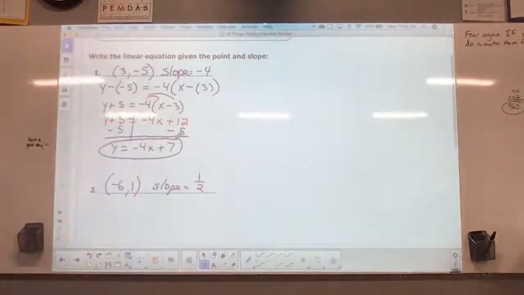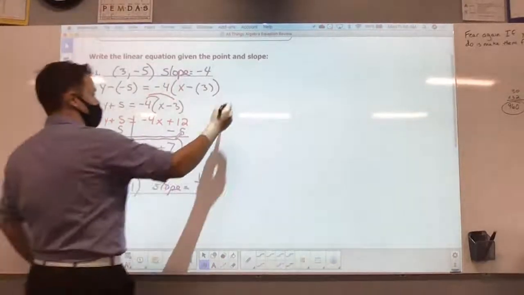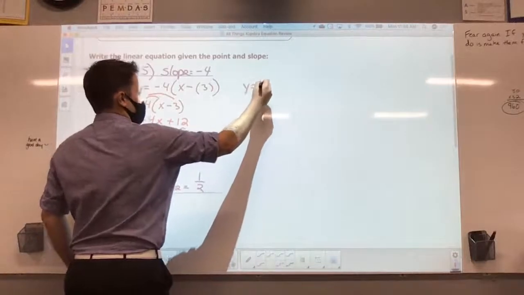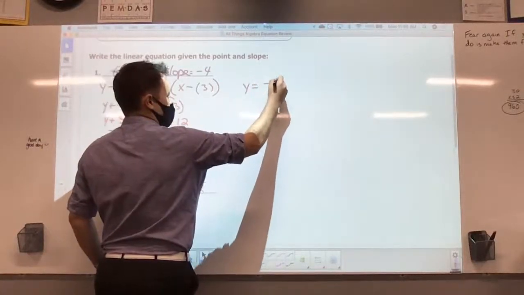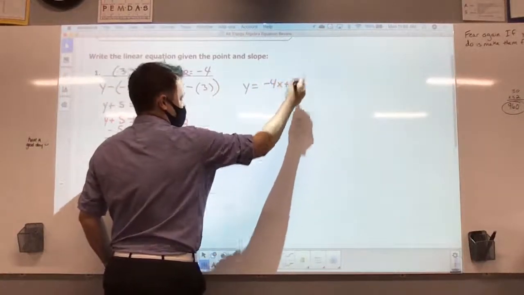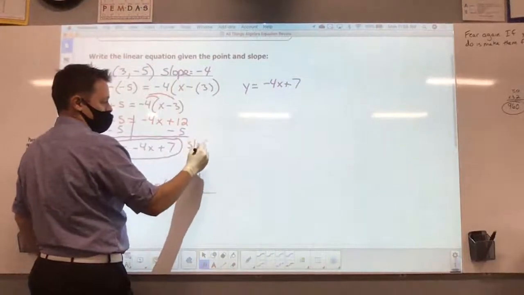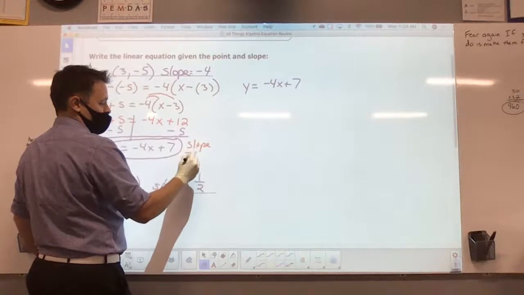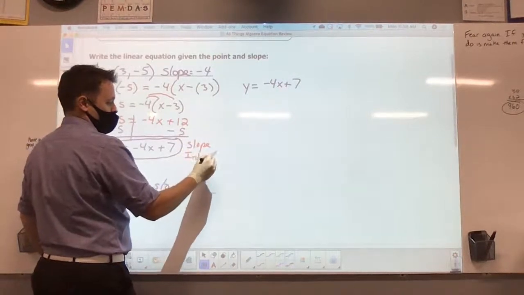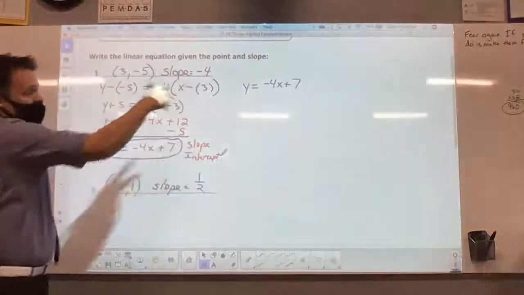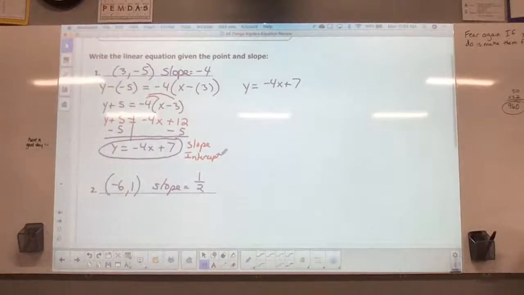So there's your linear slope intercept formula. However, ladies and gentlemen, I want you to go one more step. So on the right, I want you to make it standard form. So this is slope intercept. How do I make that standard form? Plus x. I just basically move the x to the other side.